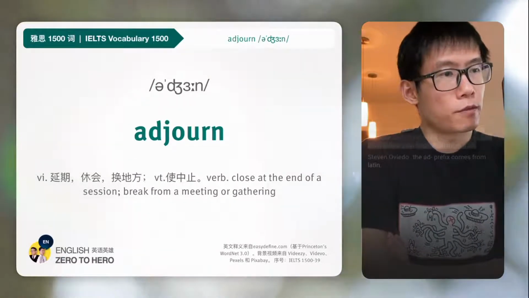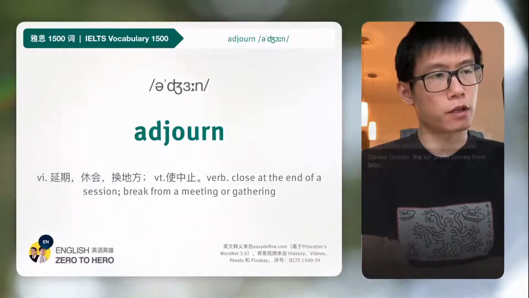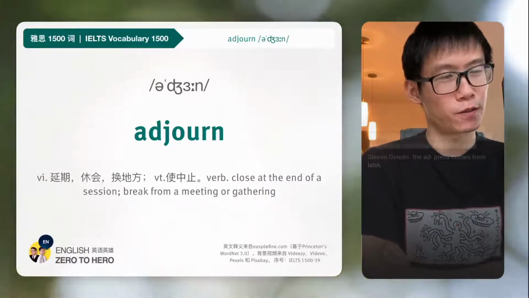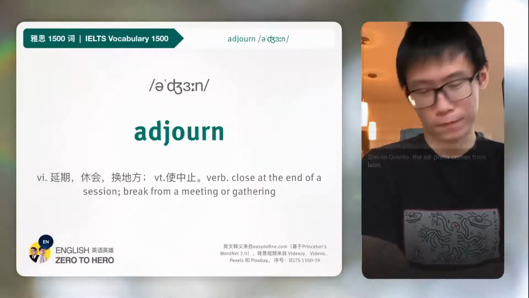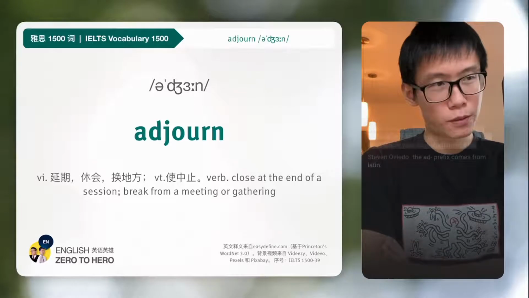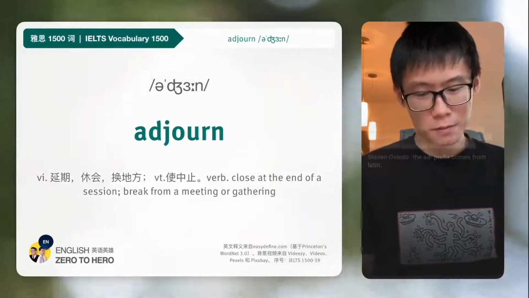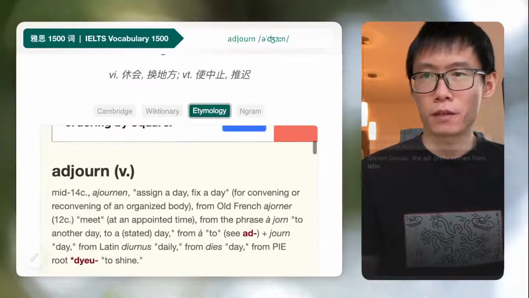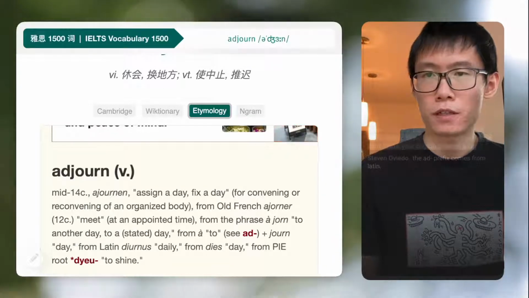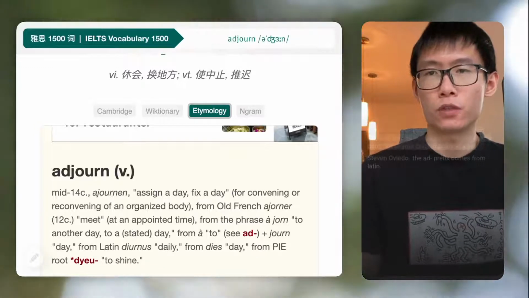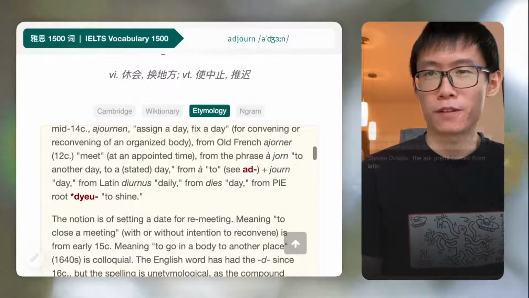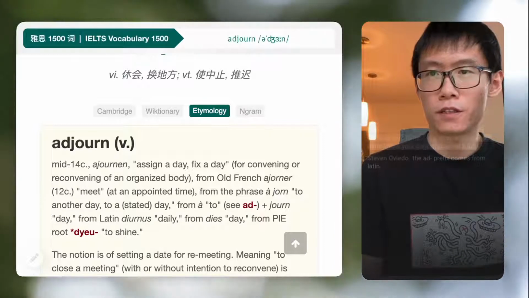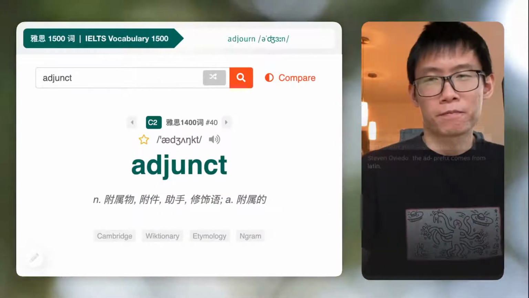Oh, the ad prefix comes from Latin. Adjourn. Yeah, adjourn. I guess toward. Help me here. Adjourn. So that's toward adjourn. Toward rest. Is that what it is? Adjourn. You look at the etymology here. That's assign a day, fix a day. From jour, right? Like journée, like journal, I guess is day, journal, right? To assign a day, fix a day. Okay. All right. In any case.